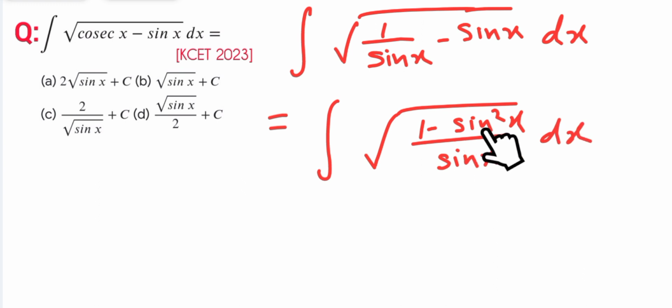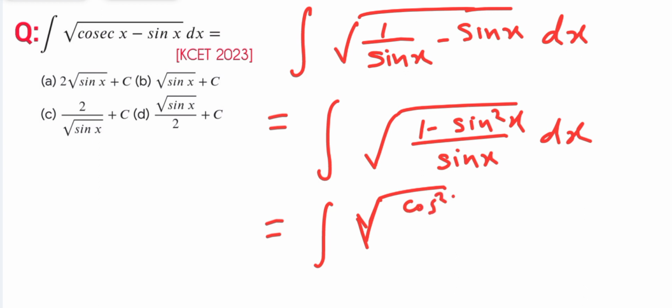1 minus sin square x I can write as cos square x. Why? Because sin square x plus cos square x we know is 1. So 1 minus sin square x will be cos square x. So instead of 1 minus sin square x, I can write cos square x, so root over cos square x divided by sin x, dx.